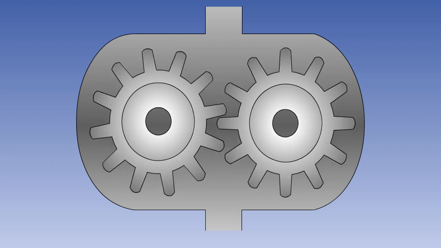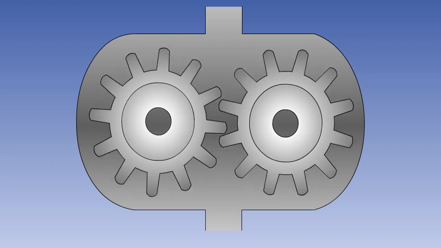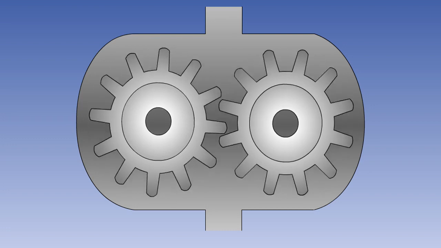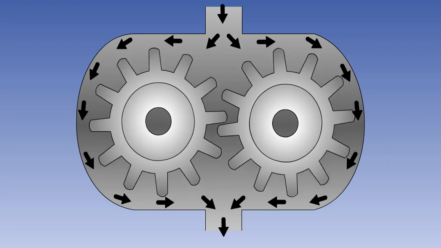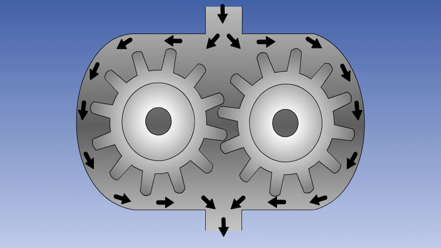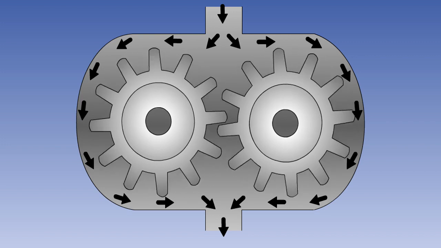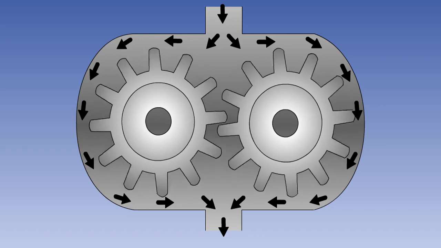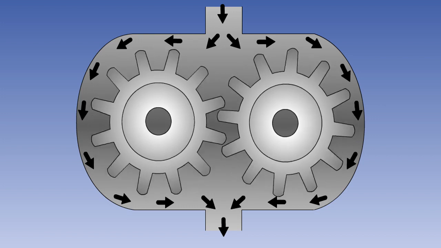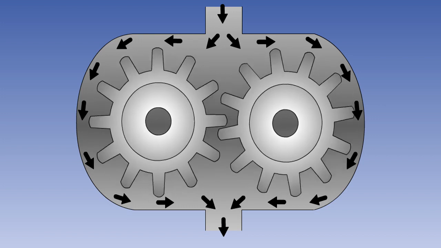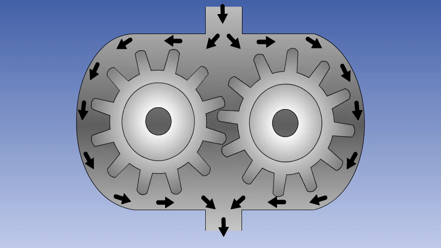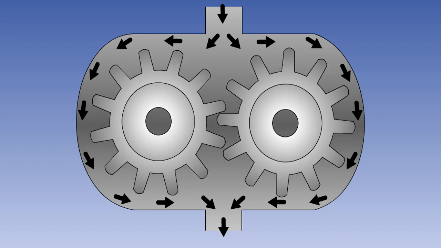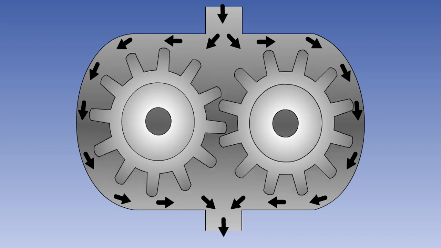One of the gears is driven by the power source, normally the engine, and this gear in turn drives the other gear. As the two gears rotate, fluid is carried around in the spaces between the teeth from the inlet to the outlet side of the pump. This type of pump gives a relatively large flow rate. However, its output pressure is relatively low. It is usually a single, as shown, or double-stage pump.